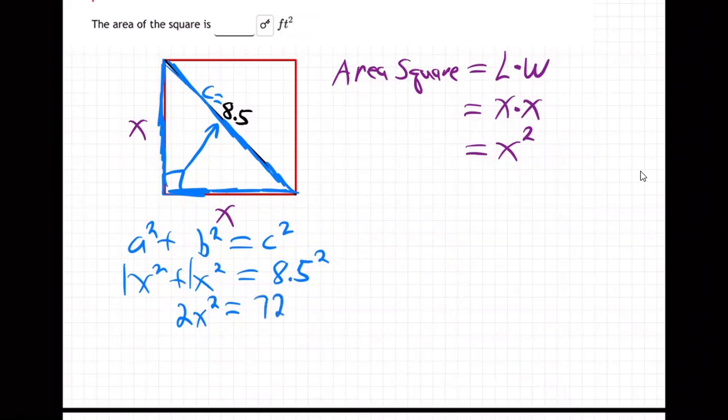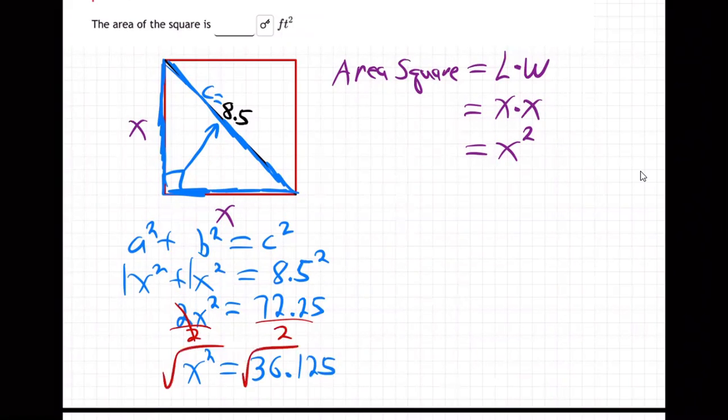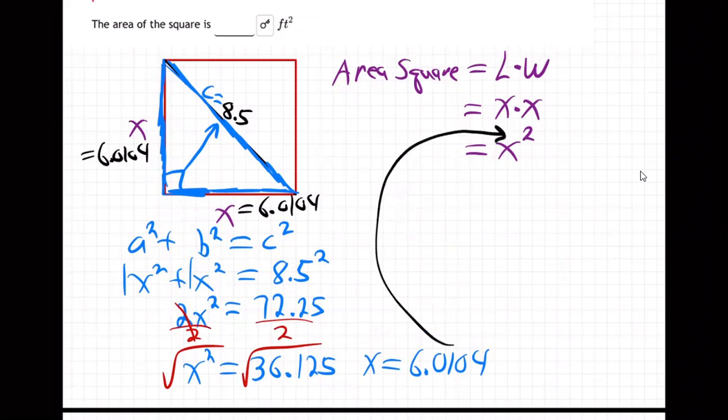I'm getting 72.25 divided by 2. And so x squared equals, my calculator says, 36.125. And then square root it. And so I get x equals 6.0104. So I've got x. I can come back up here and put in x now. Same thing here. This x is 6.0104. So now I can find the area.